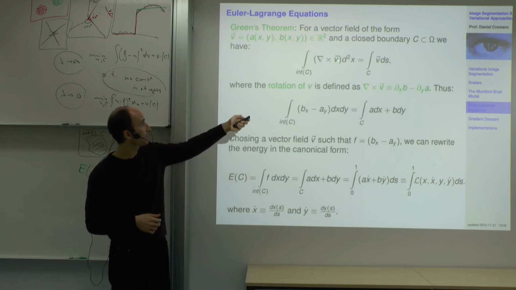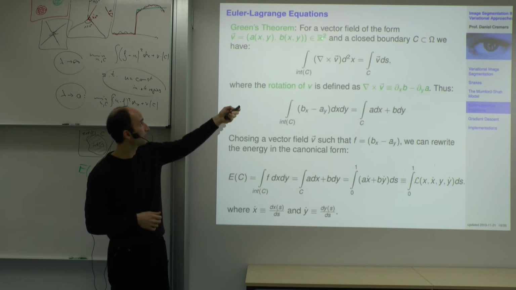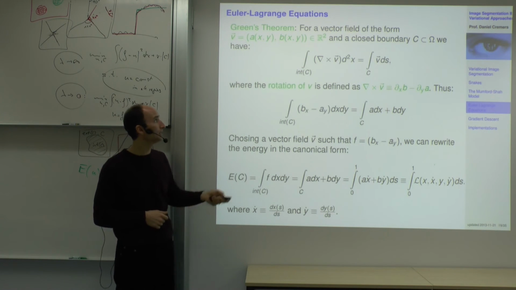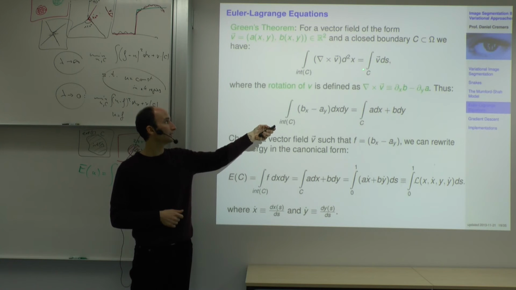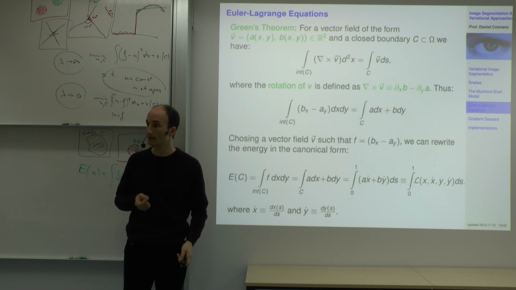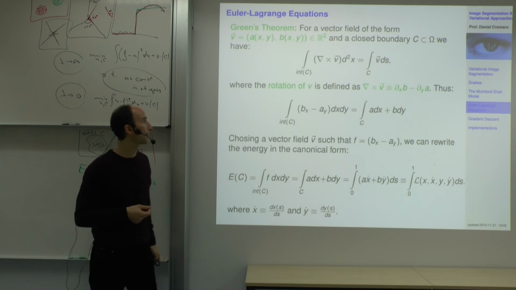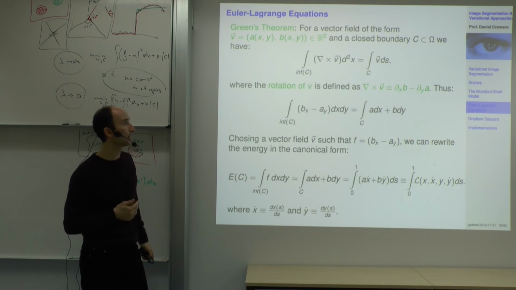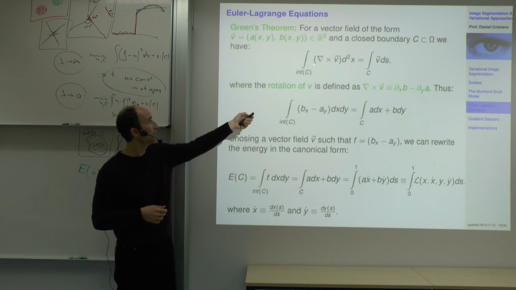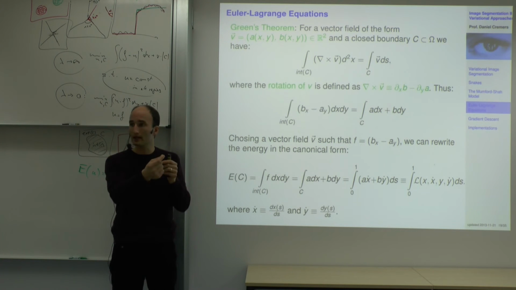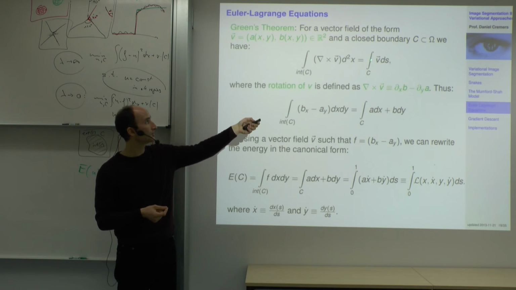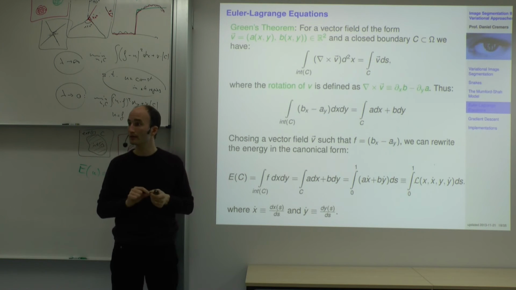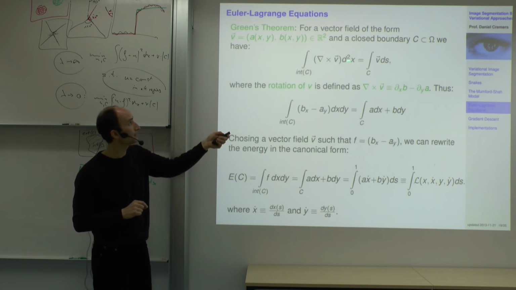It says that if you have a vector field defined on R2, then the rotation of this vector field integrated over its interior is the same as the vector field itself integrated along the boundary. It's actually quite interesting that you have such relations, because it means that rather than evaluating some expression in the entire interior, it suffices to evaluate something along the boundary. And this holds for any vector field.